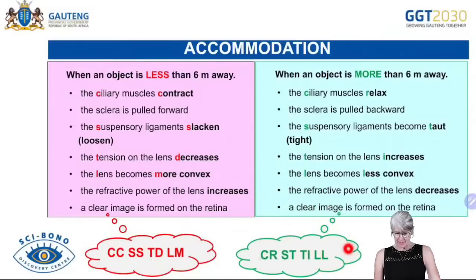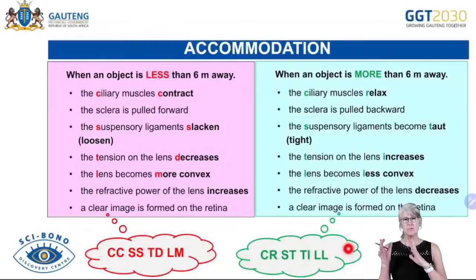Okay, so we've got a mnemonic there as well for us to remember. So we're going to say ciliary muscle relax, CR, ST is my suspensory ligaments become tight, which means my tension increases on my lens, and my lens then becomes less convex, and then that allows a clear image to be formed on the retina.